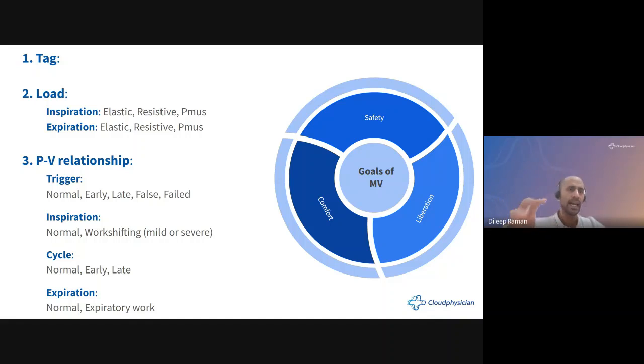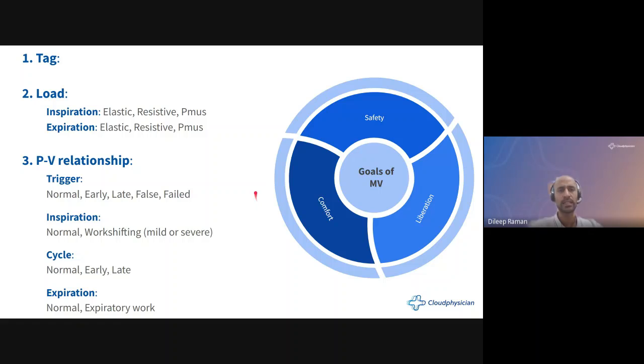Once we figure out the tag, once we figure out the load, then we go to the interaction. So what is the interaction in the trigger phase? Is it normal, early, late, false, or failed? What is the interaction in inspiration? Normal or work shifting? What is the cycle problem? Is it normal, early, or late? And how is the expiration?